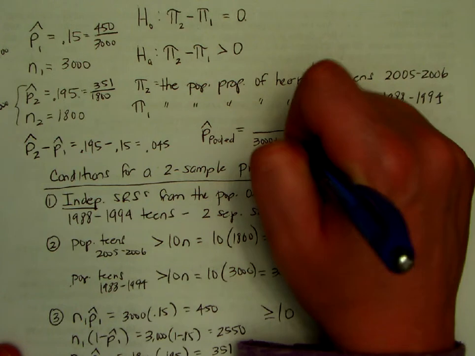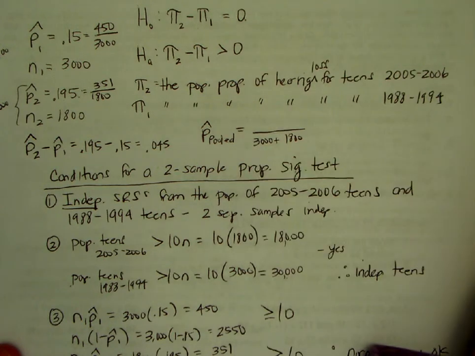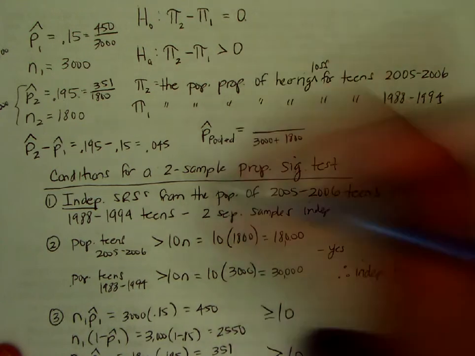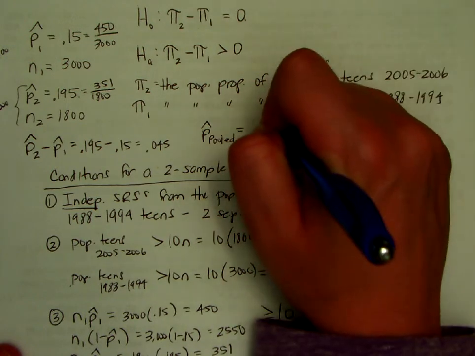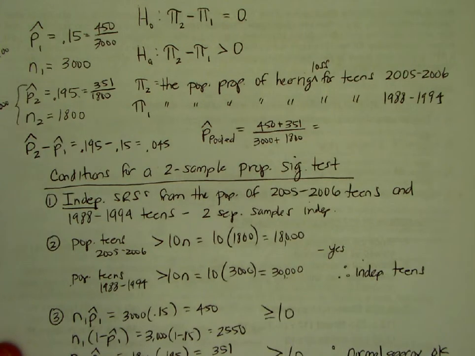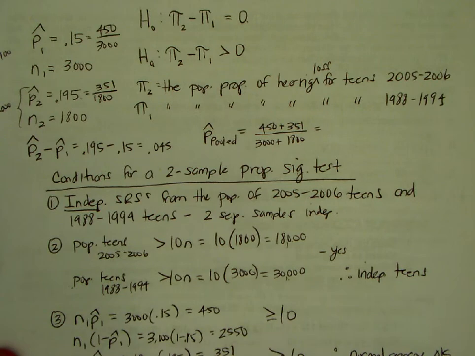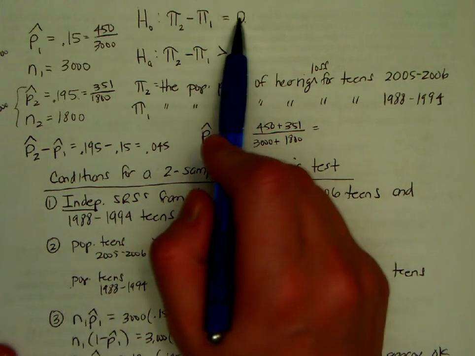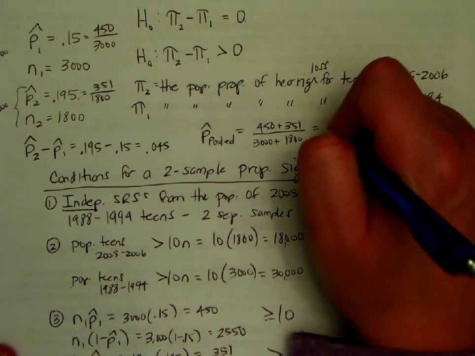I've got 1,800 in the 2,000 teens. And out of those, how many of total were hearing loss? We would take 450 plus 351. Do you guys see how we pool? We're bringing the two samples together to just represent one sample of total hearing loss, because the assumption is that there is no difference. So let's just go with that.